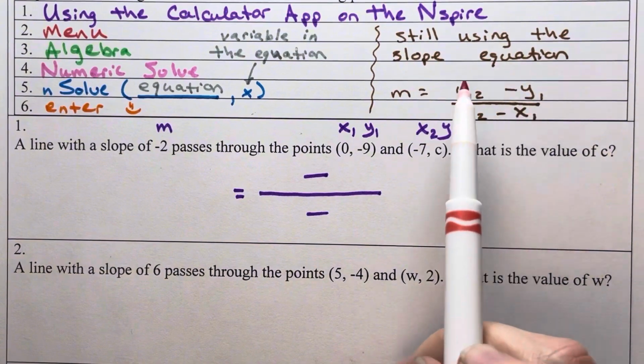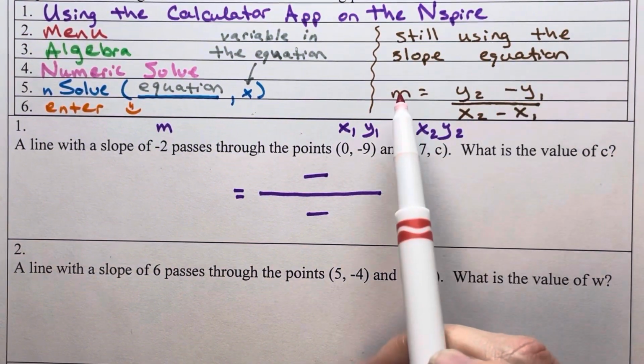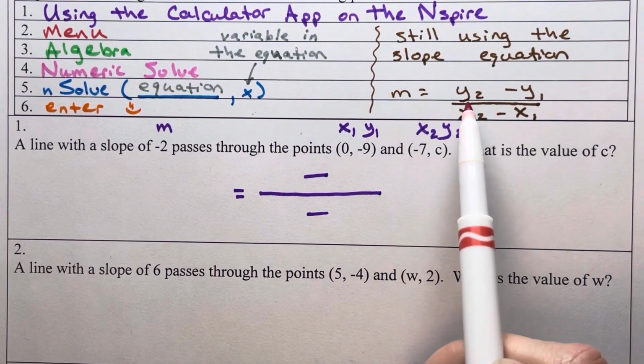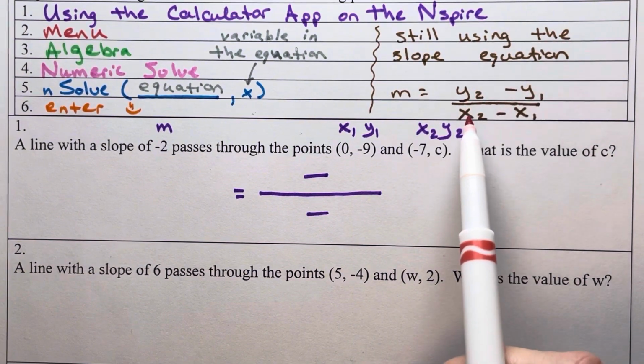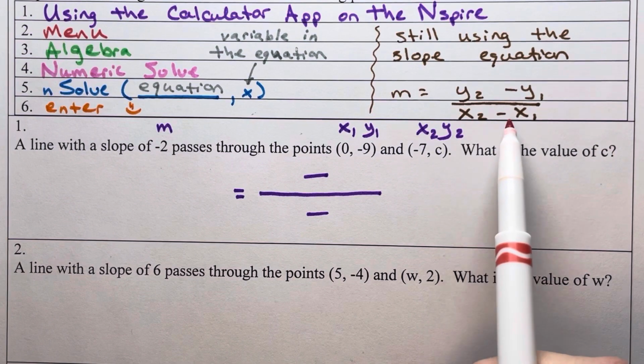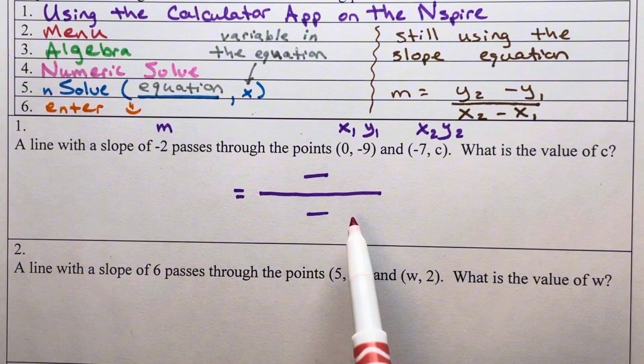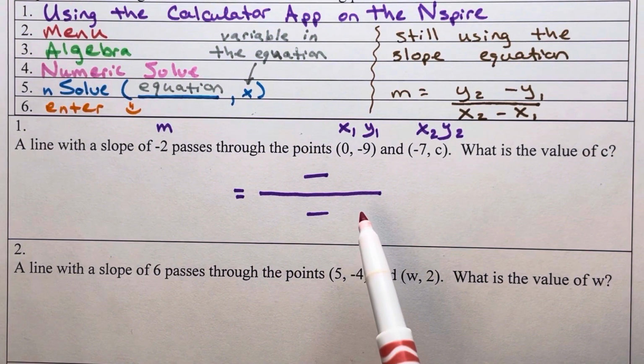From a previous lesson, we remember that the slope of a line is this particular equation: m equals the quantity of y2 minus y1 over the quantity of x2 minus x1. And it is wise to set up your framework so that we can easily drop in our numbers.